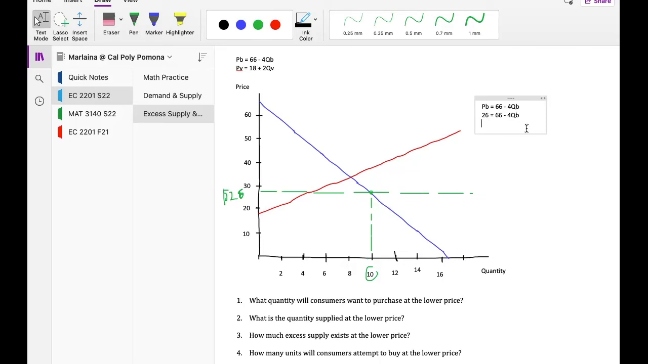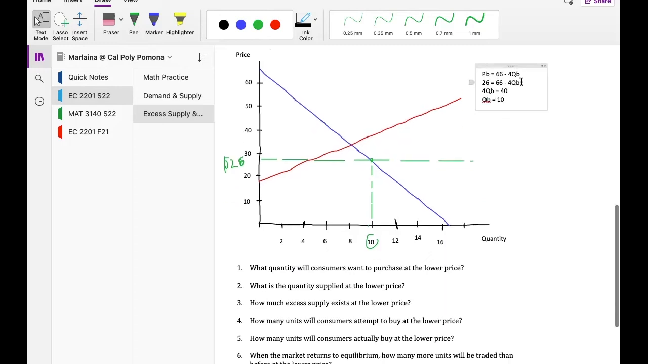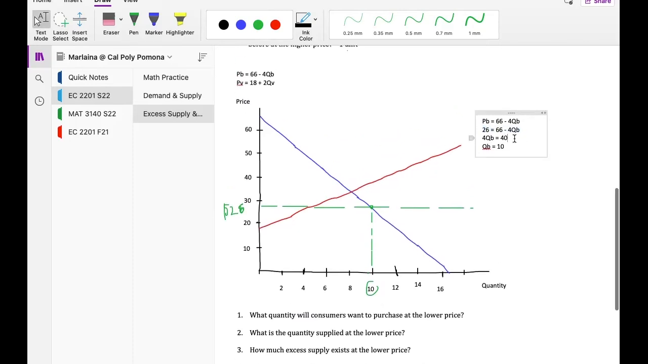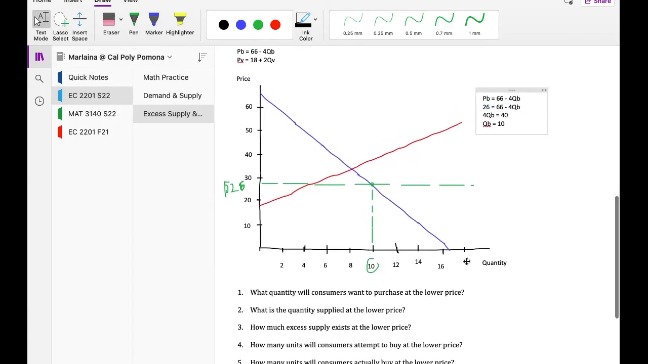I'm just going to skip ahead a step to where we have the 4QB on this side. So we've added 4QB to both sides and then subtracted the 26 from both sides, and just jump us to 4QB equals 40. And then by dividing on both sides, we get QB equals 10. I did do 2 steps in one there, just to move along. But yeah, we found that our QB is going to be 10 units.